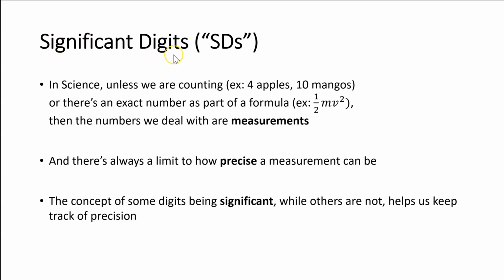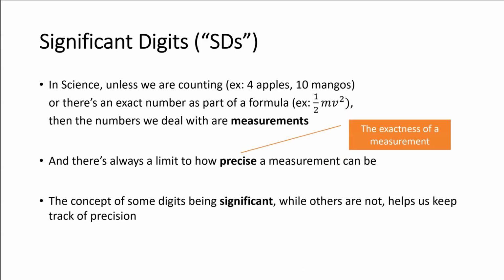Significant digits, also known as SDs, sometimes significant figures. So what is this? Well, in science, unless we're counting, like 4 apples or 10 mangoes, or there's an exact number as part of a formula, like the half in a half mv squared, then the numbers we deal with are measurements. And there's always a limit to how precise a measurement can be. By precise, we mean the exactness of a measurement. The concept of some digits being significant while others are not helps us keep track of this precision.